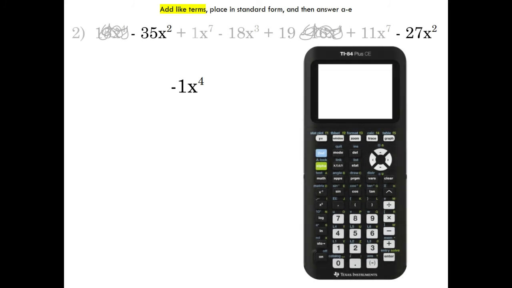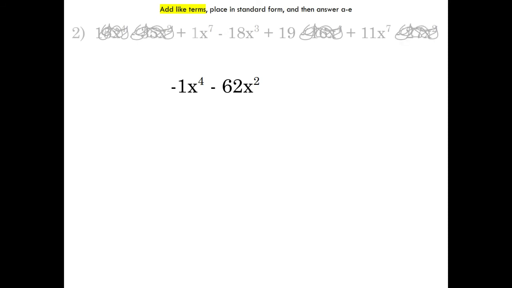Again, you add the coefficients. You can do it using a calculator if it's easier. And you add the coefficients, negative 35 plus a negative 27, or you can do negative 35 minus 27. Either way is fine, and you get negative 62. It's not just negative 62, it's negative 62x to the second, negative 62x squared. You can then cross both those terms out. You then move on to the next term.